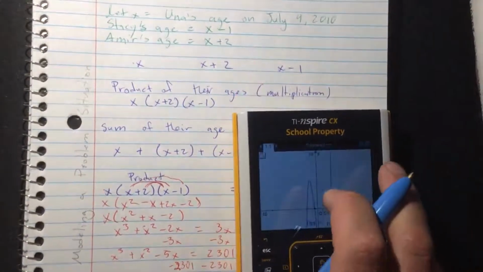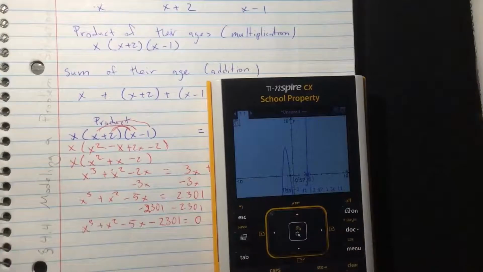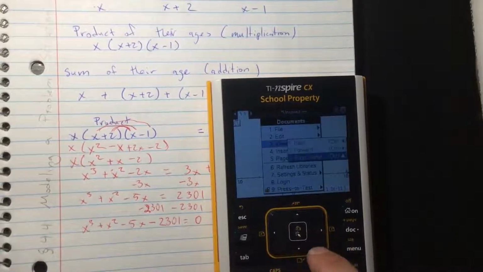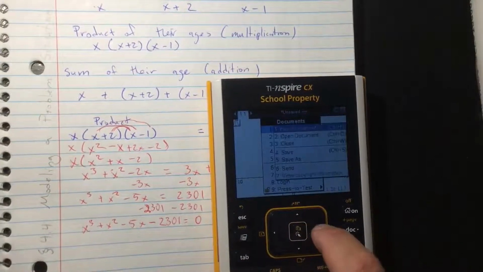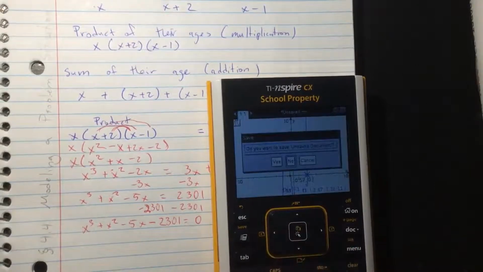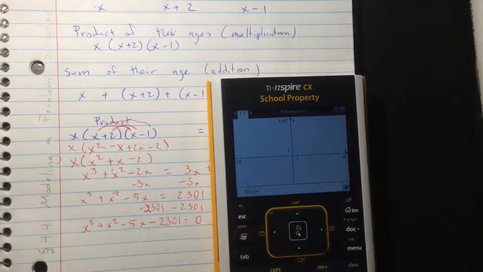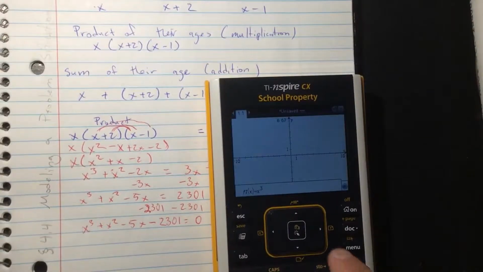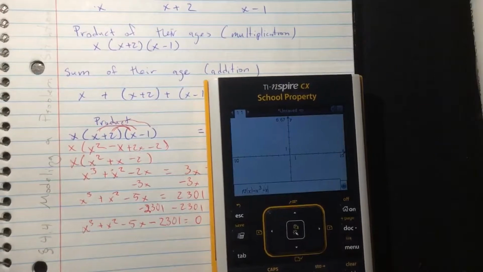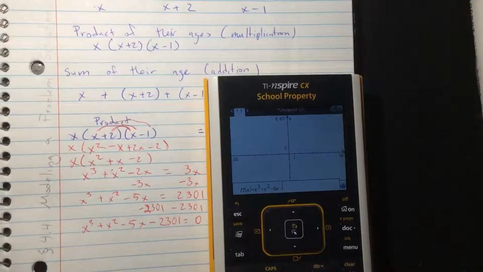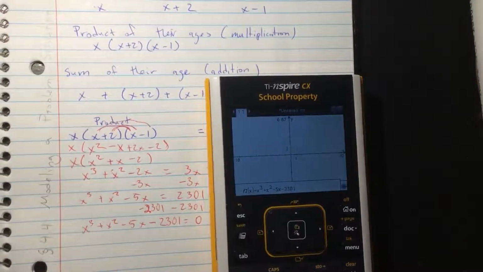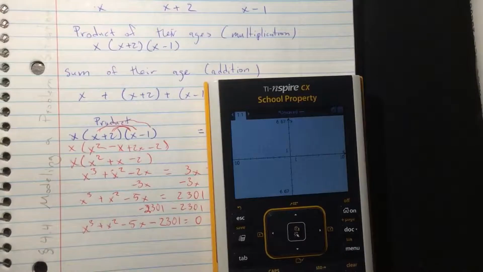We're going to go to our wonderful calculator here, and we're going to go back. We're going to go to a new document, so we start fresh, go to our graph, and type in our function. We have x cubed plus x squared minus 5x minus 2,301. Hit enter. And we get this wonderful equation that's not even there.